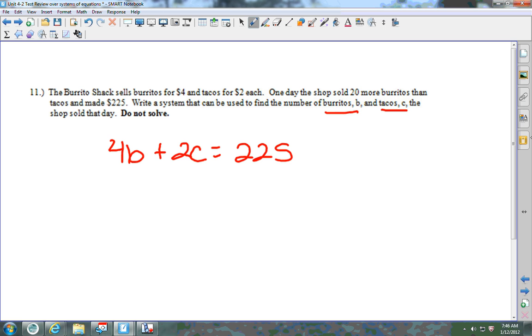The next equation coming up here: one day the shop sold 20 more burritos than tacos. Well, first off, what did they sell more of? They sold more burritos. So I have my burritos equals 20, and "more than" is plus the number of tacos. There's your system. The way it's set up right now, would it be better to solve it by graphing, linear combination, or substitution? In this case, because we have B equals right here, it'd be easier to solve by substitution.